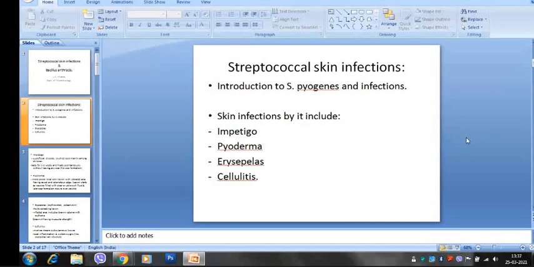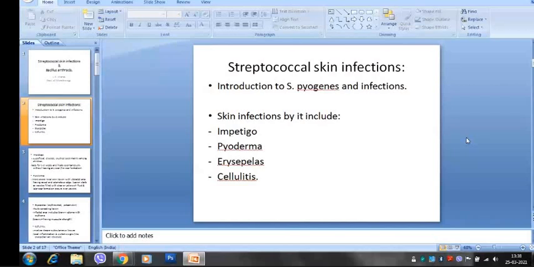So, in this second year, I will not be explaining in detail about Streptococcus pyogenes. Already you have studied it, but I will focus on skin infections only, which are caused by the bacteria Streptococcus pyogenes. You just revise the chapter of Streptococcus pyogenes from first year, and today I will focus on skin infections only. Among various skin infections caused by this bacteria, there are 4 types: impetigo, pyoderma, erysipelas, and cellulitis.